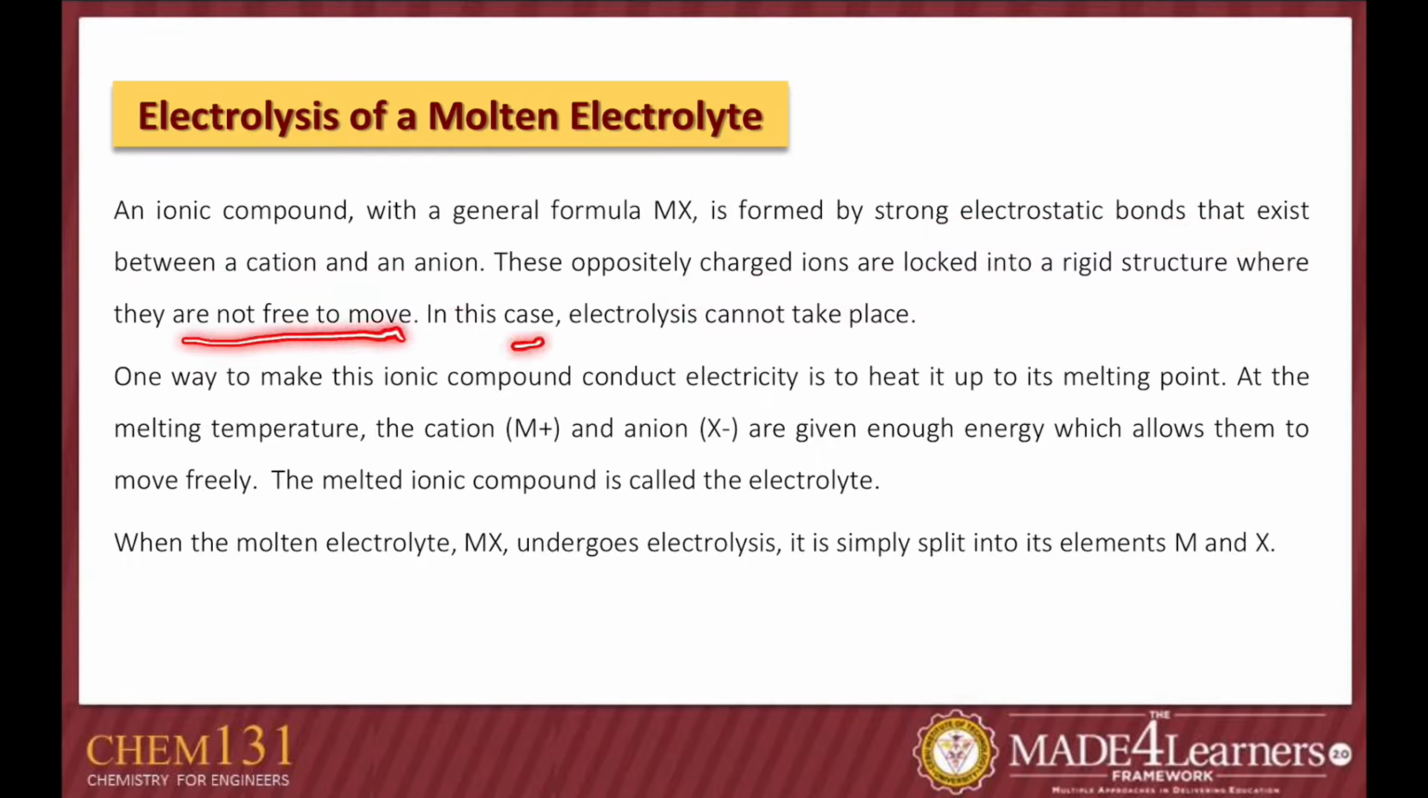In this case, electrolysis cannot take place, diba? As I discussed in the previous video, kadong solids. So one way to make this ionic compound conduct electricity is to heat it up to its melting point. So that's molten. And at the melting temperature, the cation and the anion are given enough energy which allows them to move freely. The melted ionic compound is now called the electrolyte.